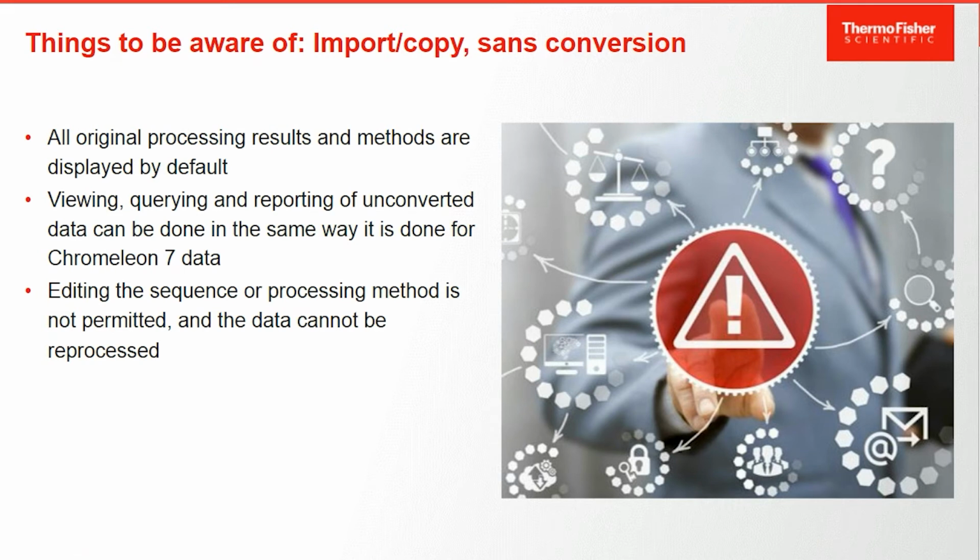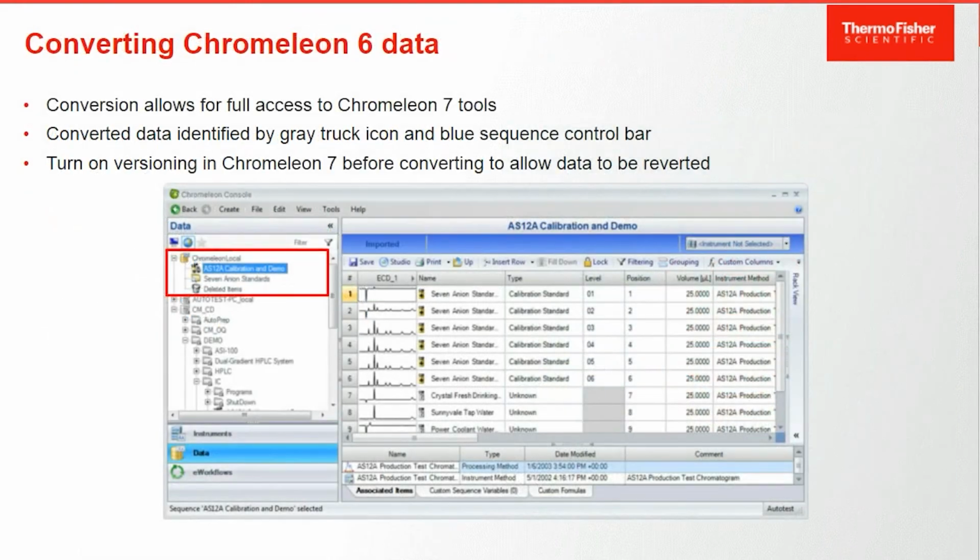So if you're interested in exposing the data to the tools or the full tool set within Chromeleon 7, maybe you want to reprocess the data, so you want to reintegrate the peaks, or you want to make changes to the detection parameters, that type of thing. The data then needs to be converted. And it's a simple one-step process.